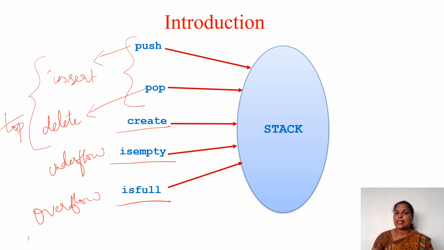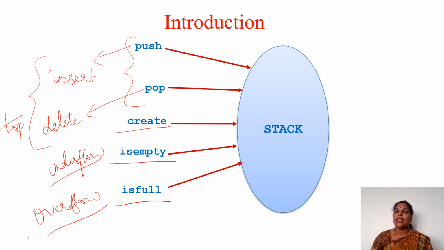Where we use underflow and overflow: if we are popping from an empty stack, then this situation arises. So why should we waste one operation? In order to reduce that, we are just checking. If you are performing pop, we first check whether the stack is empty or not. If it is empty, we do not perform the pop operation. If it is not empty, then only we perform the pop operation.